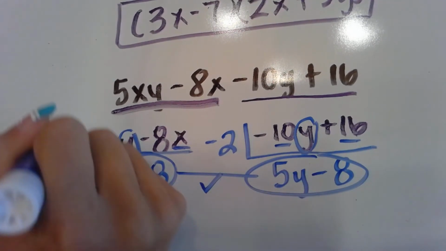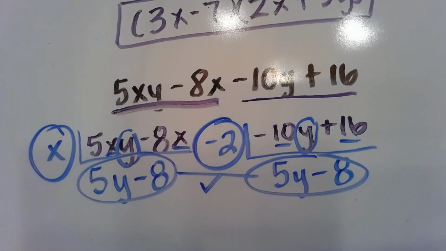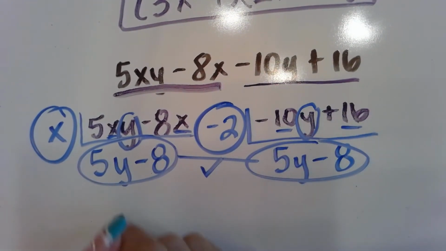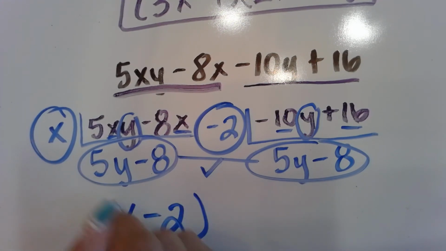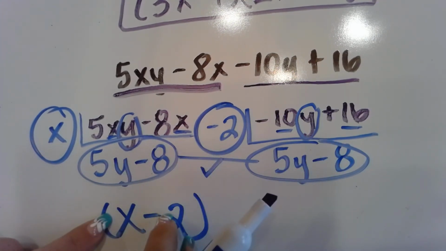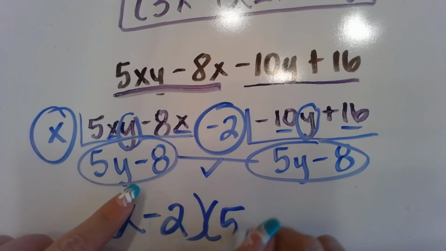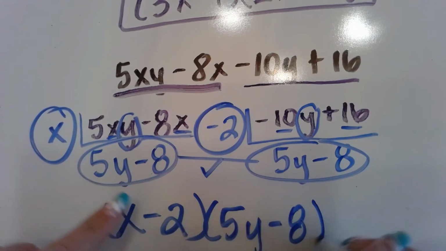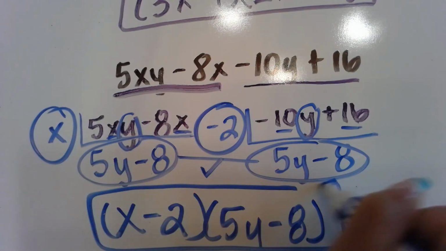And now I'm going to go ahead and write my final answer. Don't forget about these over here. And they get paired together. So I'm going to say it's x minus 2, x minus 2. And these two are 5y minus 8. We put those here. And that is your final answer.